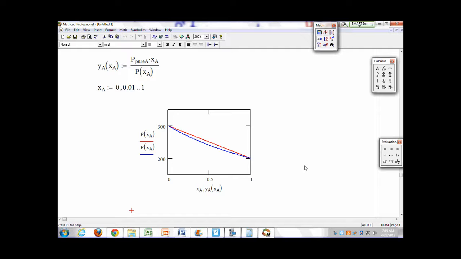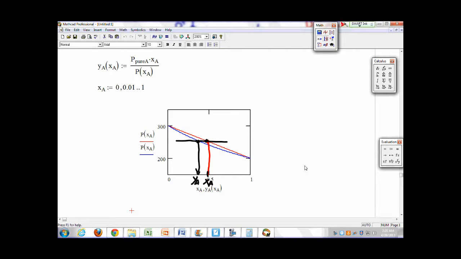Okay, so the red curve is total pressure versus X sub A, and then your blue curve right here is total pressure versus Y sub A. Right? So the way you would interpret this diagram is, for a given mole fraction of A, let's say X of A equals 0.5, this is the vapor pressure right here. And at this vapor pressure, you can see the mole fraction of A in the vapor is this one right here. This is Y sub A corresponding to this X sub A. So you can see these 2 points on your diagram.